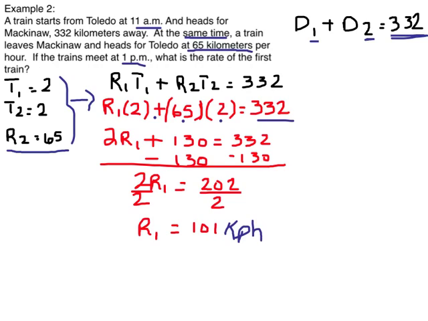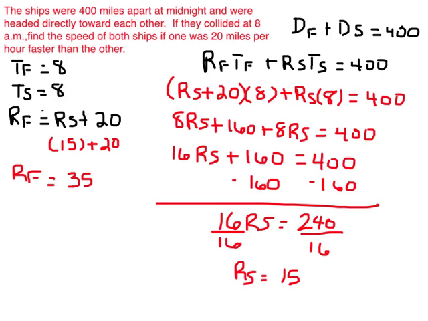Okay, do another. The ships were 400 miles apart at midnight. That 400 miles is the distance, okay? They were headed directly toward each other. If they collided at 8 a.m., so our time is what? They left at midnight and they traveled until 8 a.m. So the time of both of these ships is 8. The time of the first ship, the time of the second ship are both 8.